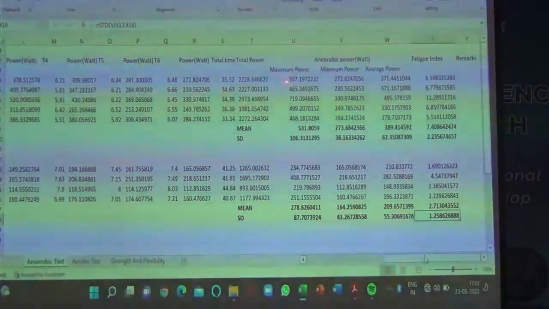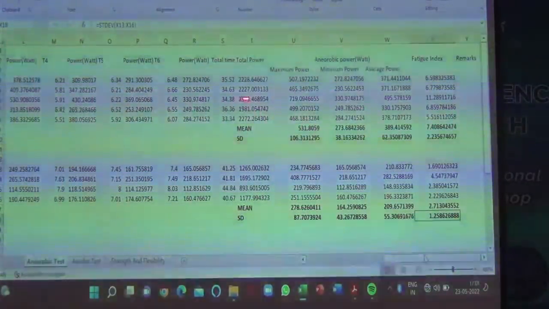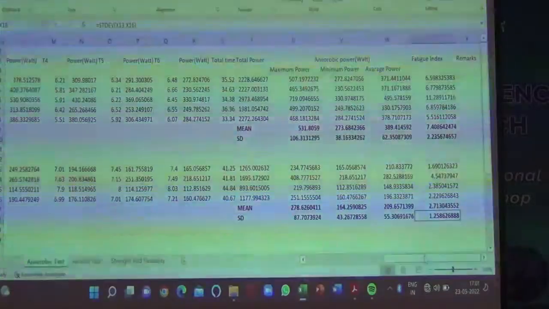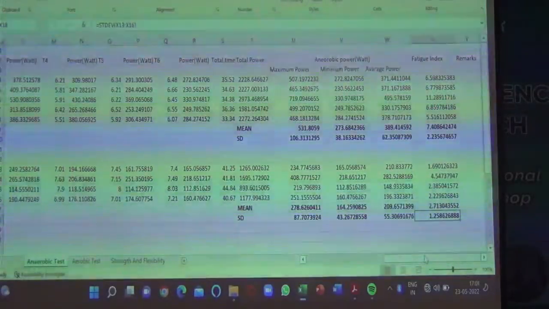See, look, maximum power is out of these 6. Here it is maximum, this is minimum, this is average, this is fatigue index. Clear? Likewise, you can also put your Excel sheet in the same fashion.